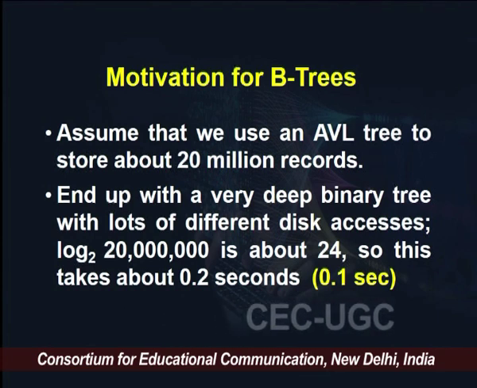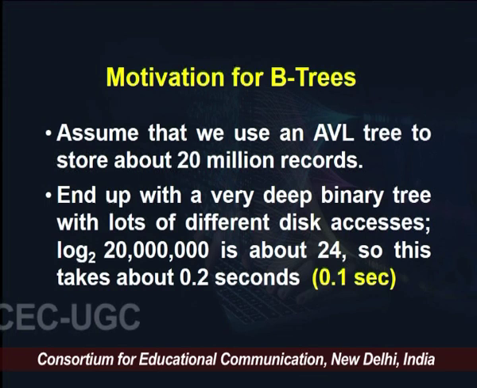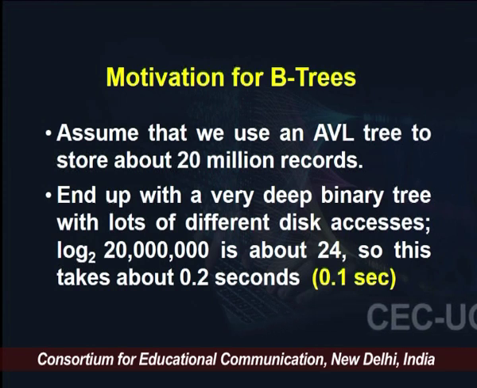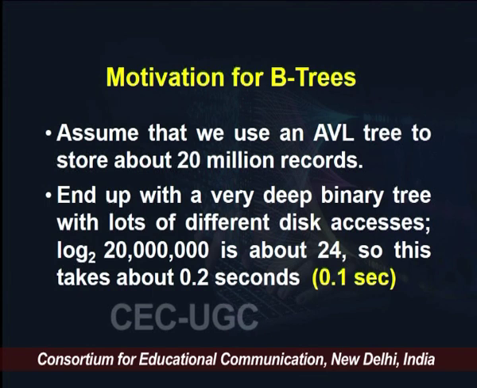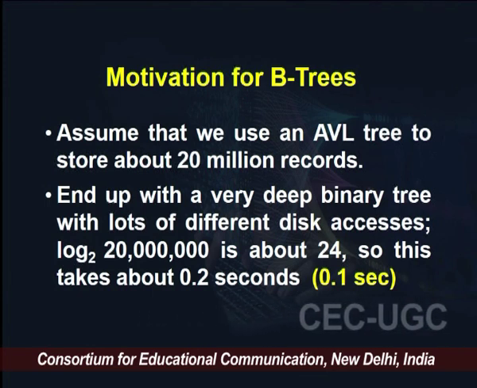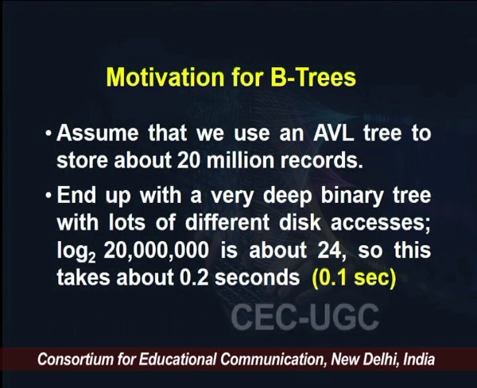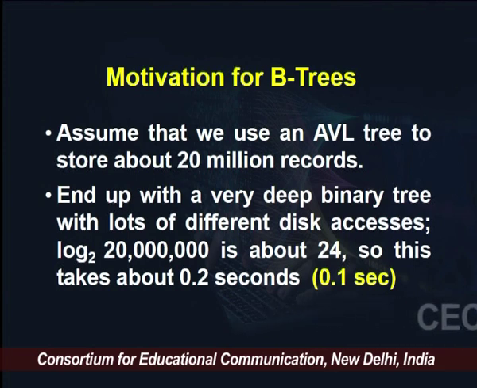Now it is not only about the large data which we are going to access, it is also about balancing. When we talk about a balanced tree, the first idea that strikes our mind is the AVL tree. Let us say we have an AVL tree and we want to store about 20 million records in it. What will happen? An AVL tree is actually a binary tree, so at most it has 2 children, and each node has only one value.